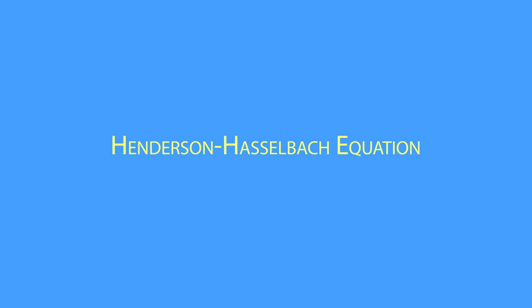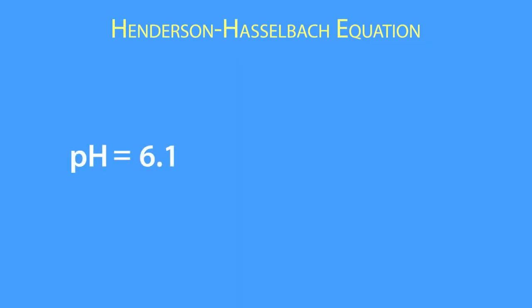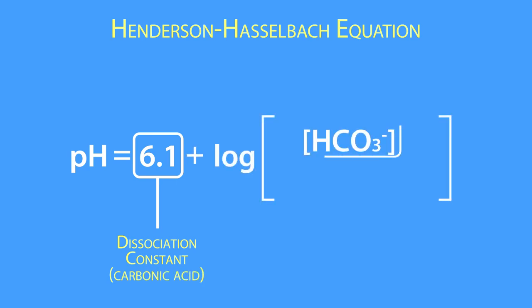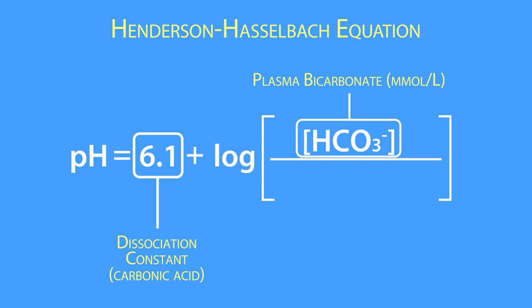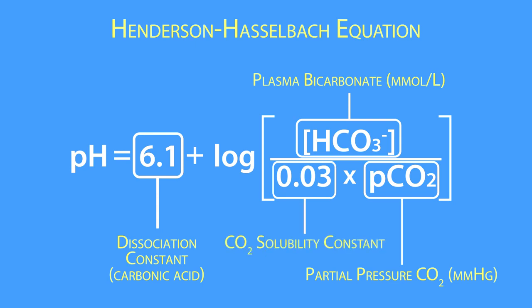The Henderson-Hasselbalch equation states that the plasma pH is equal to 6.1, which is the dissociation constant of carbonic acid, plus the log of the plasma bicarbonate concentration, divided by the partial pressure of arterial carbon dioxide times its solubility in blood, which is 0.03.